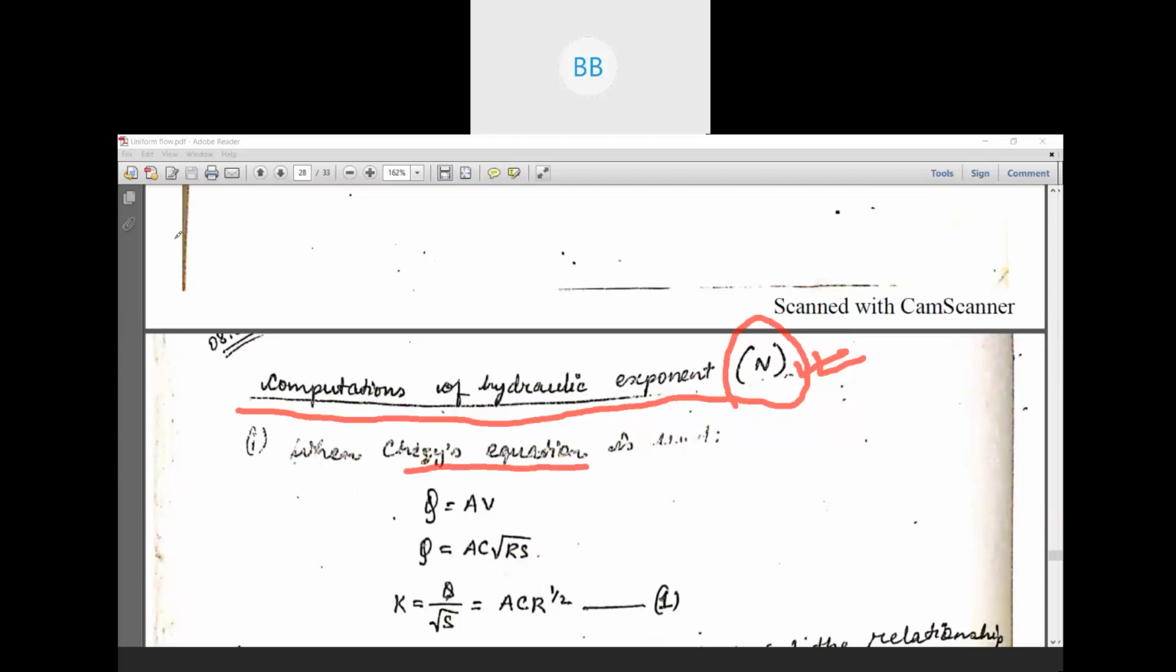Okay? So the first case, we have used Chezy's equation. Kindly write it down. This is a derivation, so it's better if you write it down. Computation of hydraulic exponent, capital N. First case, when Chezy's equation is used.